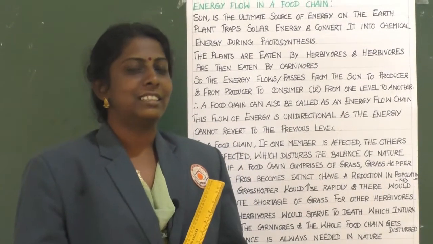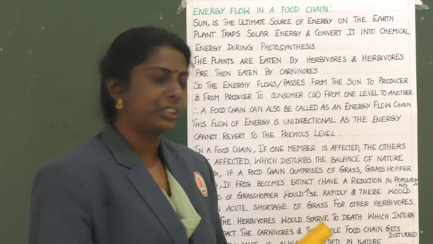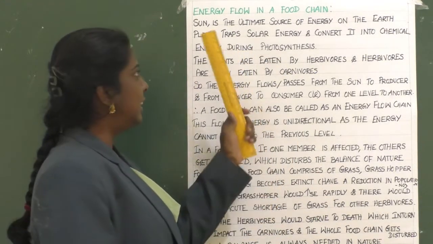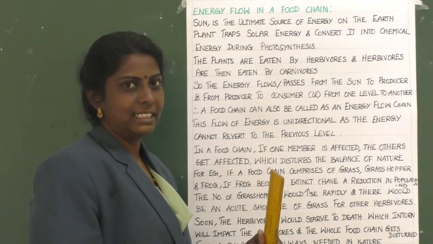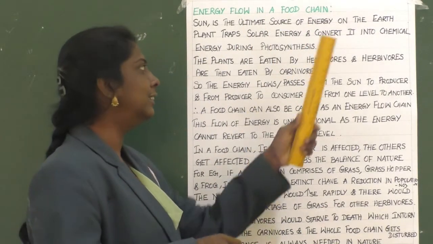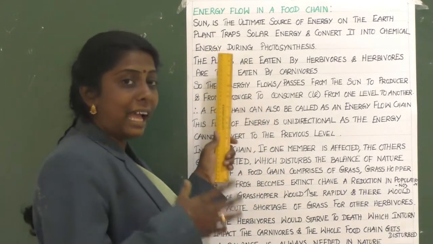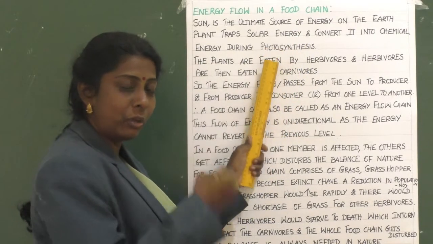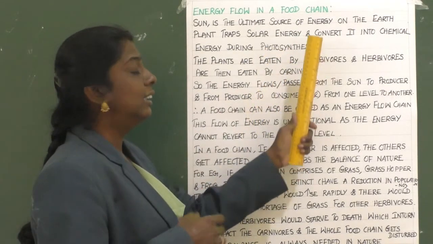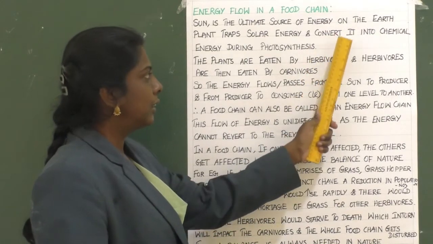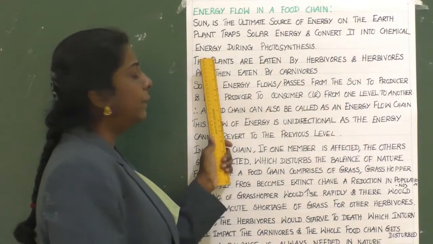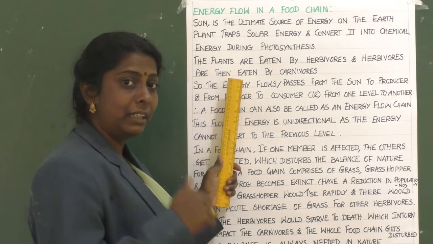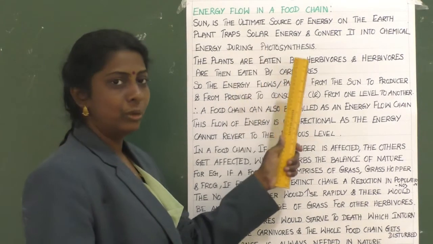Children, now let us learn about energy flow in a food chain. We all know the sun is the ultimate source of energy on the earth. So, here the plant traps the solar energy from the sun and converts it into chemical energy. So, solar energy is transferred to chemical energy during photosynthesis.